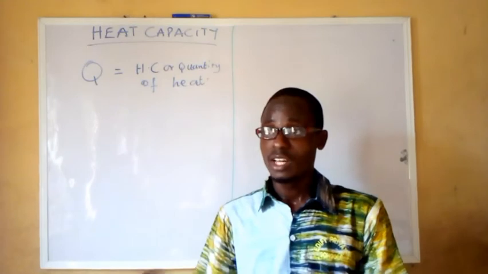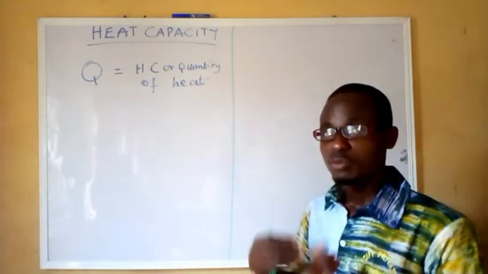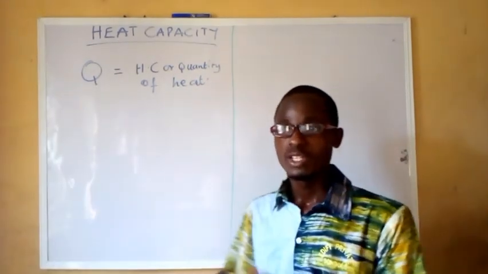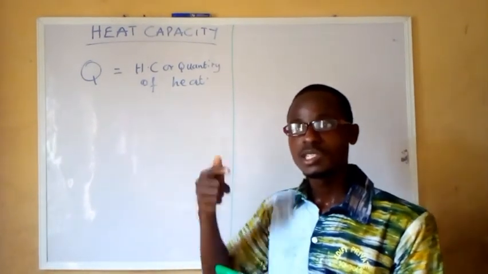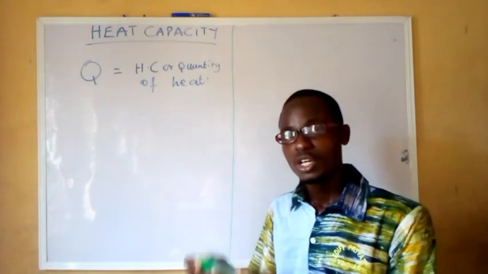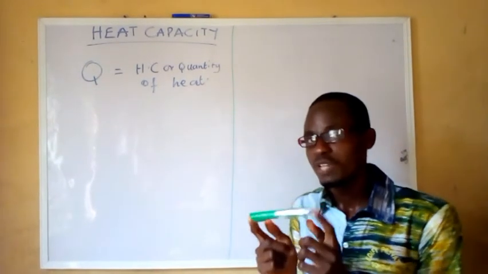Anyway, let's get things right. The experiments involve supplying heat to the body to get a temperature difference. So once the temperature difference has been established, it will be multiplied by the mass of that body.